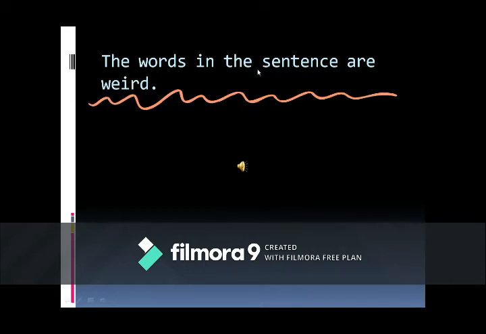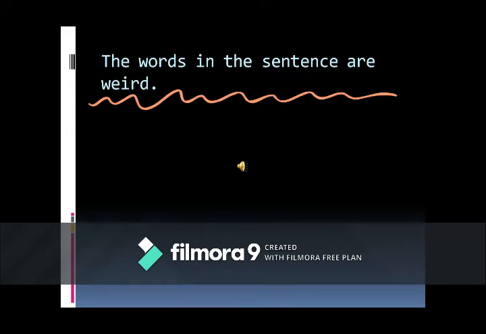But what about "are weird"? "Are" is a verb and "weird" is an adjective. Okay? It doesn't matter. I will concentrate on where the prepositional phrase is. You will ask me, can the prepositional phrase come in the middle of the sentence?